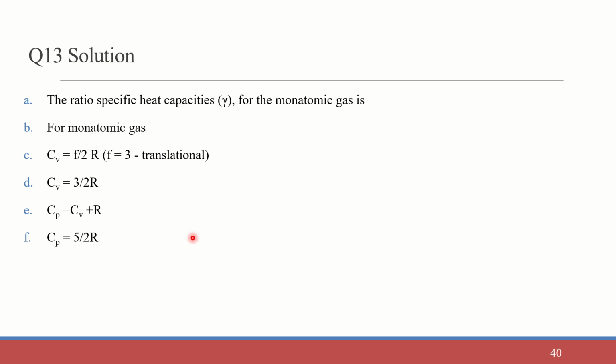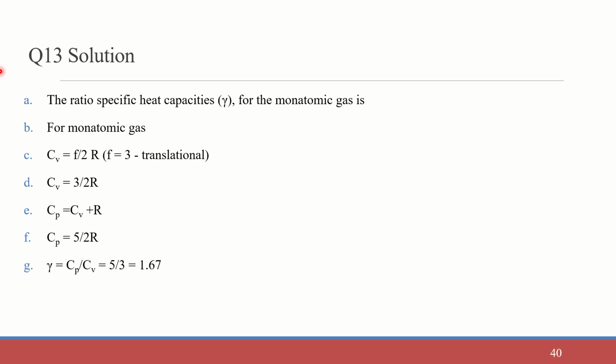So now we need to find gamma, which is equal to Cp by Cv, and it is 5 by 3, which is 1.67. So I think it is clear now. So what are we dealing with? We have Cp by Cv, which we need to find out, and that is the ratio of specific heat capacities.